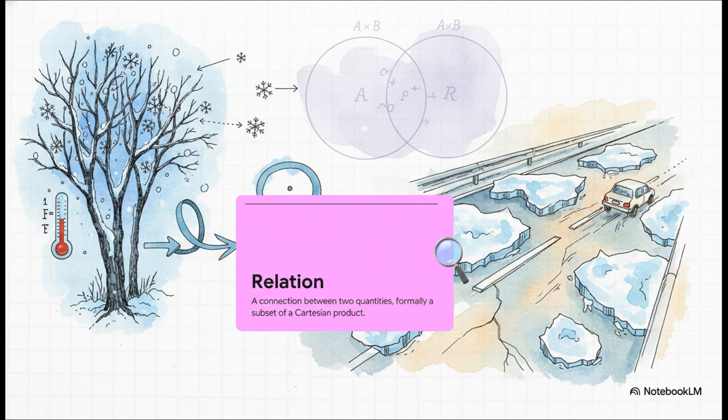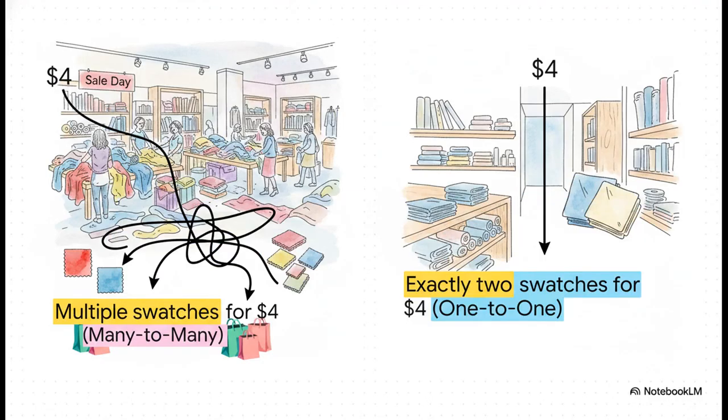For example, as the temperature drops outside, the number of ice patches on the road goes up. That connection right there, that's a relation. Let's look at a real-world example. Imagine you're buying fabric swatches. On sale day, the store says, hey, 3 swatches for $4. But wait, that means if you spend $4, you might be buying 1, 2, or 3 swatches, depending on what you pick. Your input, the $4, has multiple possible outputs. It's a many-to-many relation, and let's be honest, its relationship status is basically it's complicated.